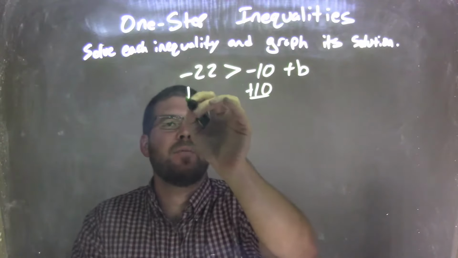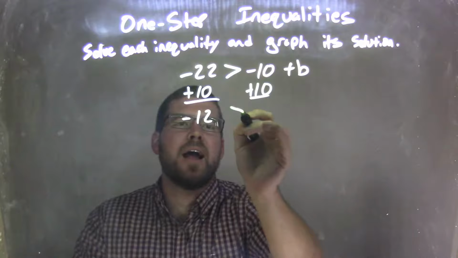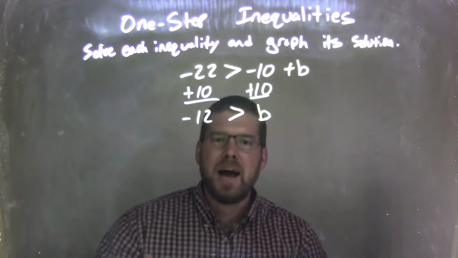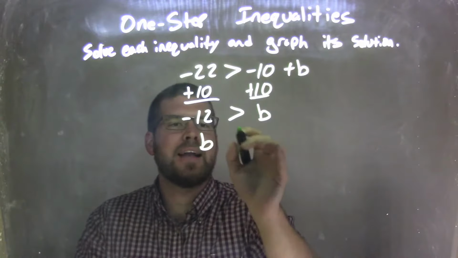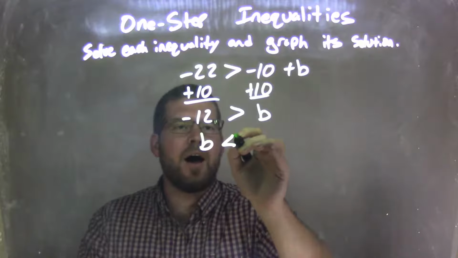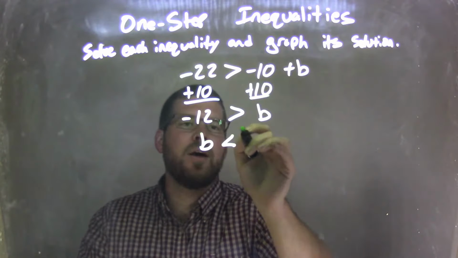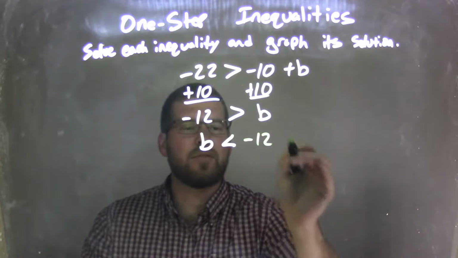So I'm adding 10 to both sides, and negative 22 plus 10 is negative 12, and that's greater than b. Now I want to write b first, so I need to flip the inequality as well. Instead of a greater than sign, I have a less than sign. Negative 12 is greater than b is the same thing as b is less than negative 12.